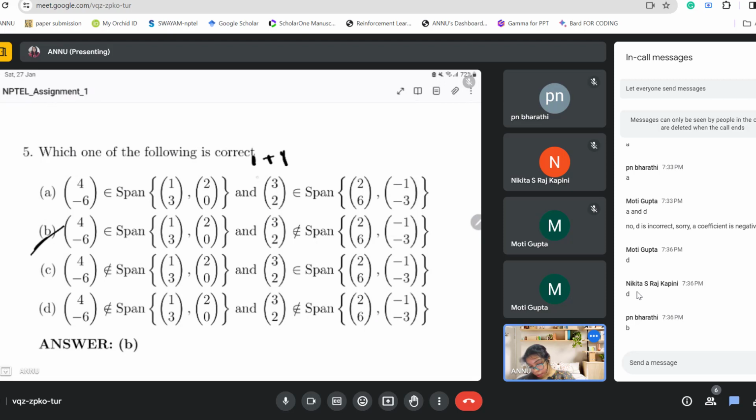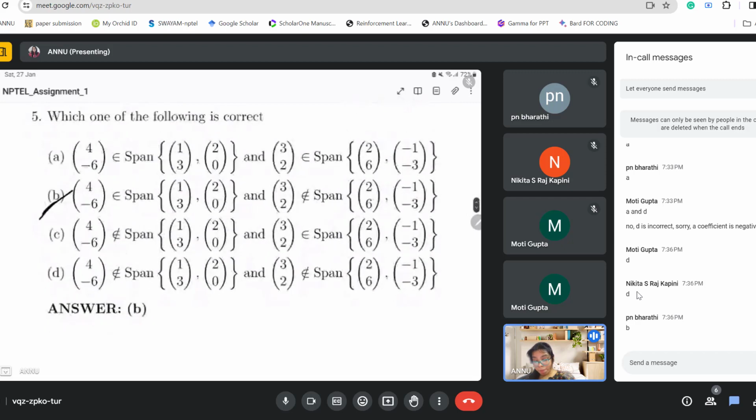It belongs to 4 and minus 6. How does 4 and minus 6 belong? Ma'am, alpha would be minus 2 and beta would be 3. Okay, yeah, so we don't have to check like this. We can just solve the problem, no?